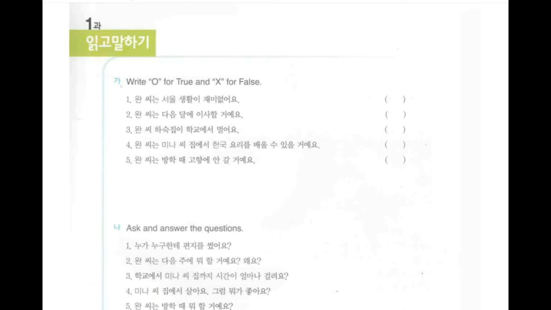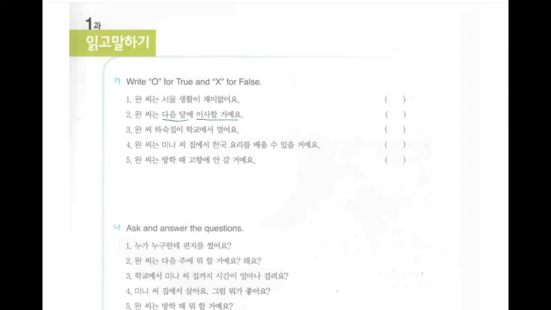자, 가. Number one, 가 봅시다. You have to write true or false for each sentence. 1번, 완 씨는 서울 생활이 재미없어요. What does it mean? One, living Seoul life is not fun. Is it true or is it false? Let's find out later. Number two, 완 씨는 다음 달에 이사할 거예요. We have to check. Okay, 다음 달, is it next month? And is it true he's moving? 완 씨는, 완 is moving out next month.